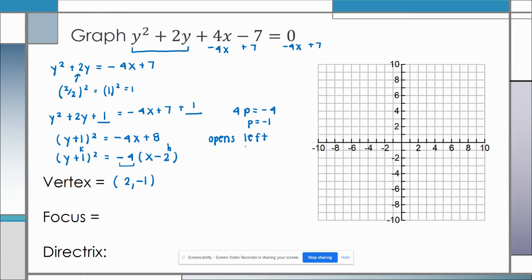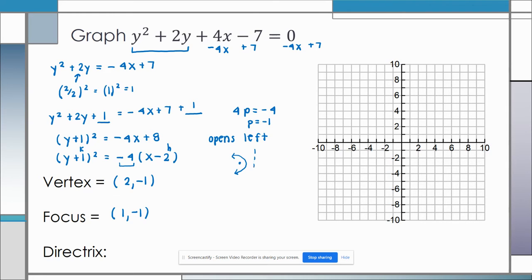And so that means that if I have my parabola opening to the left, I know my focus point is going to have to be to the left inside of that parabola. So moving left tells us that we're going to move the first number in our vertex, and I'm going to go 1 to the left. And so 2 minus 1 tells us that our focus point is going to be at 1, negative 1.